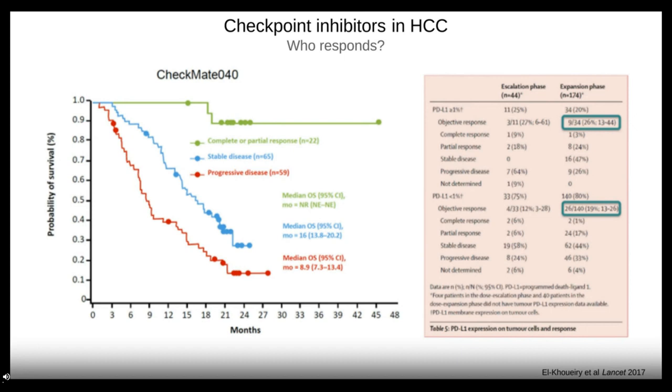So who are these patients, right? Is there a way that we can identify the patients that will respond? Or the other way around, which are the patients that do very poorly on these therapies?